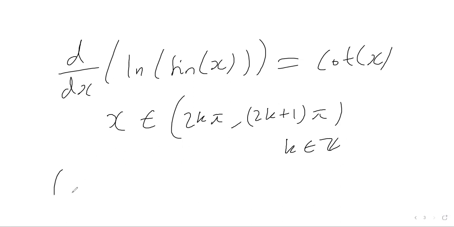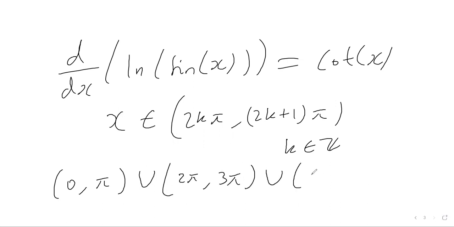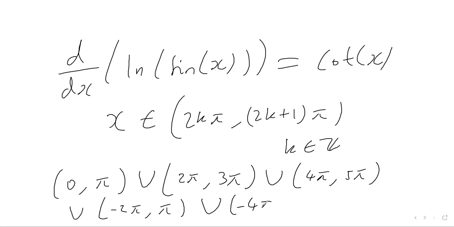So for example, this interval is obviously going to include 0 up to pi. It's going to include 2 pi up to 3 pi. It's going to include 4 pi up to 5 pi. And also the negative values as well. So it's going to include negative 2 pi up to negative pi. It's going to include negative 4 pi up to negative 3 pi, and so on and so on forever and forever.